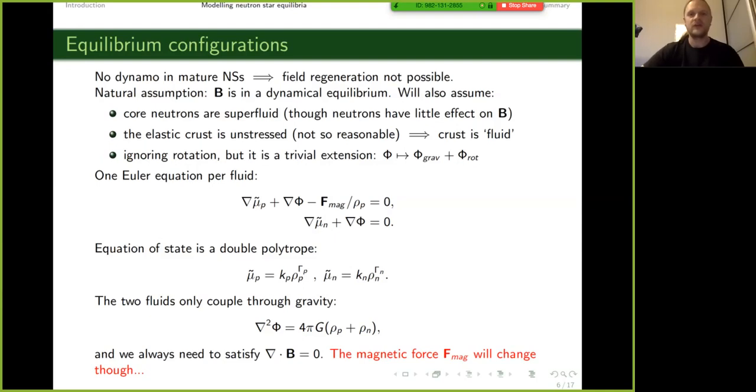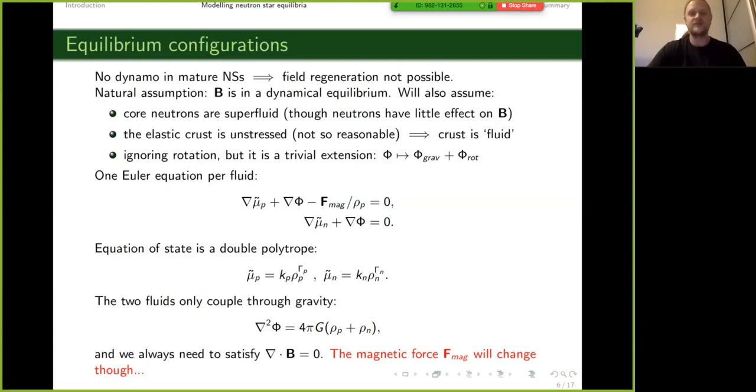Okay, so if you don't have any way to regenerate the field, you better have a field which is stable and is not going to go anywhere. So a dynamical equilibrium is the simplest way to get that. In this modeling, I'll also assume the core neutrons are superfluid, although it doesn't really have much effect on the magnetic field structure.